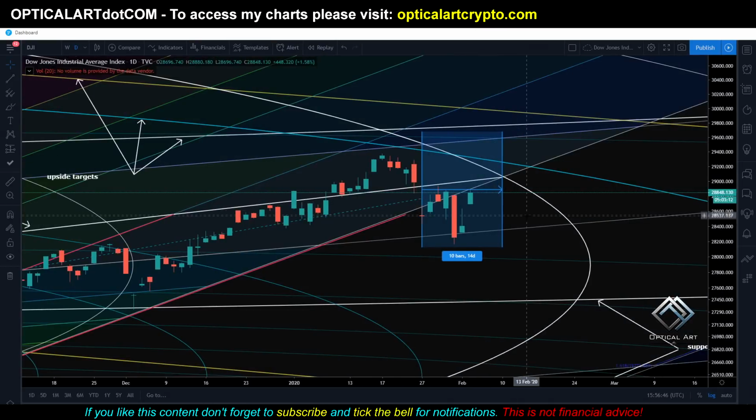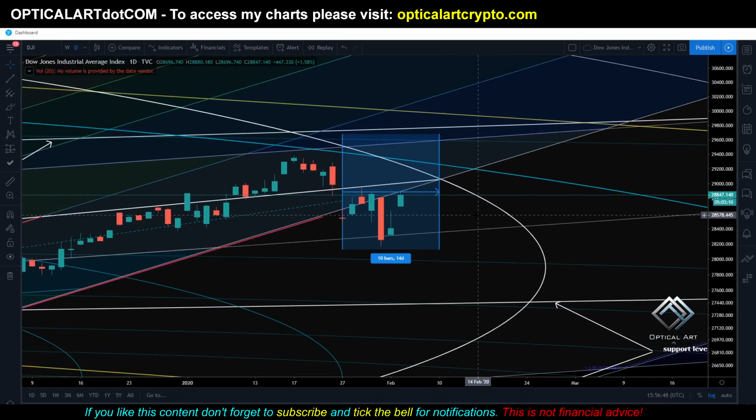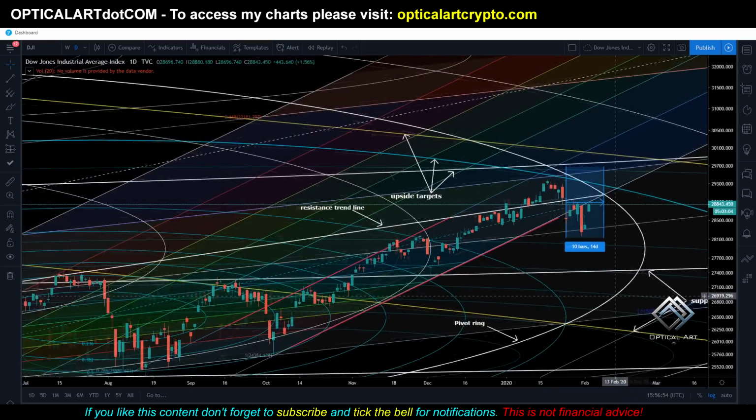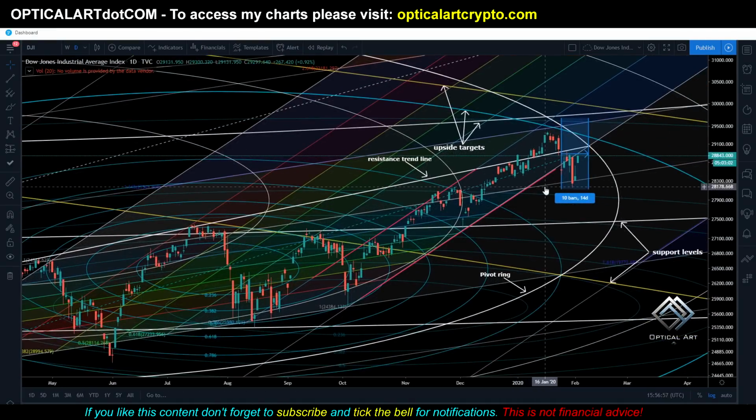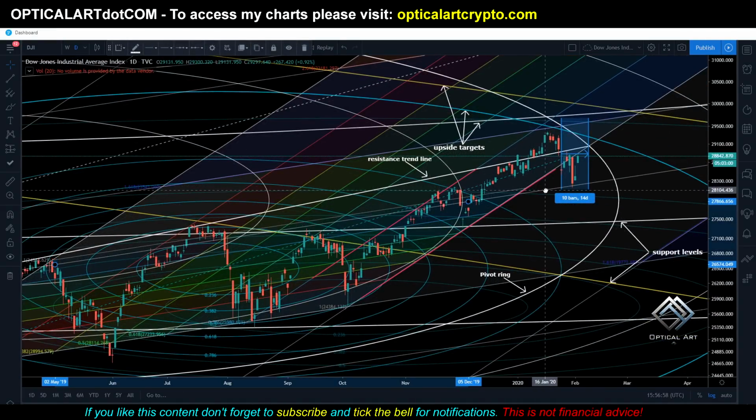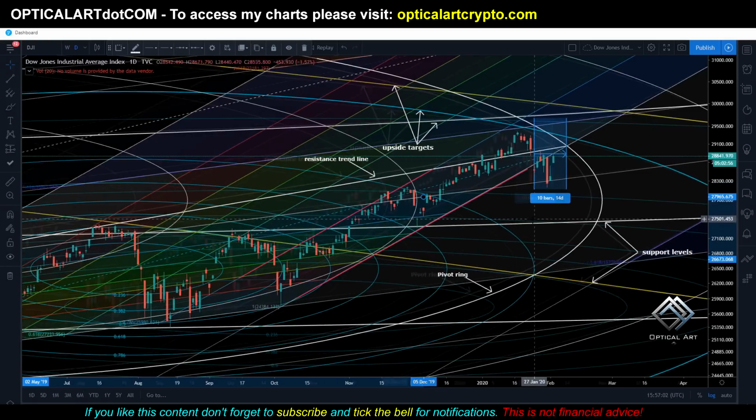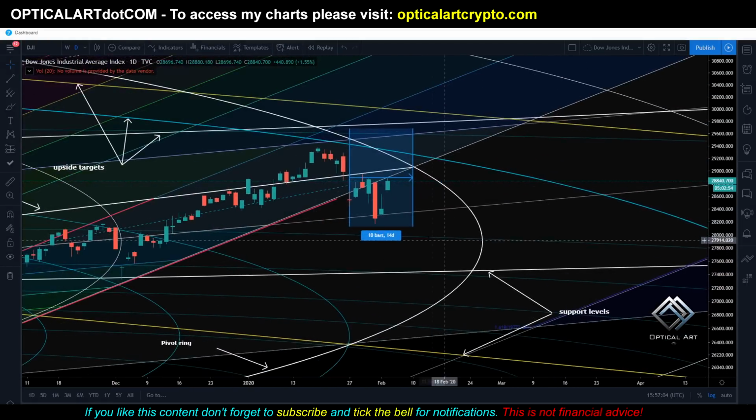The Dow Jones, so you can see that we did come down, we found support on this line here, and you can see this line going back. This has played a role. If I can move that, so you can see this line right here has played a role as a lot of support and resistance, and that is currently where we found support.